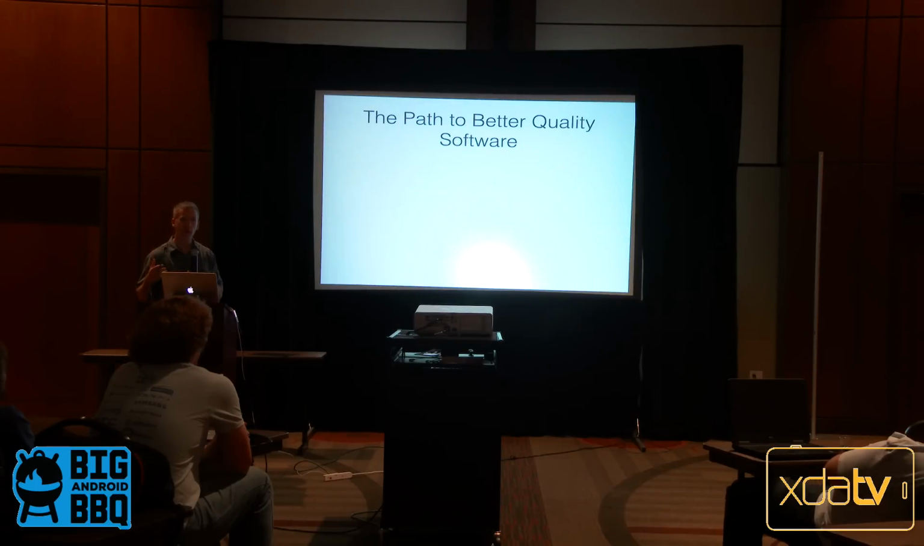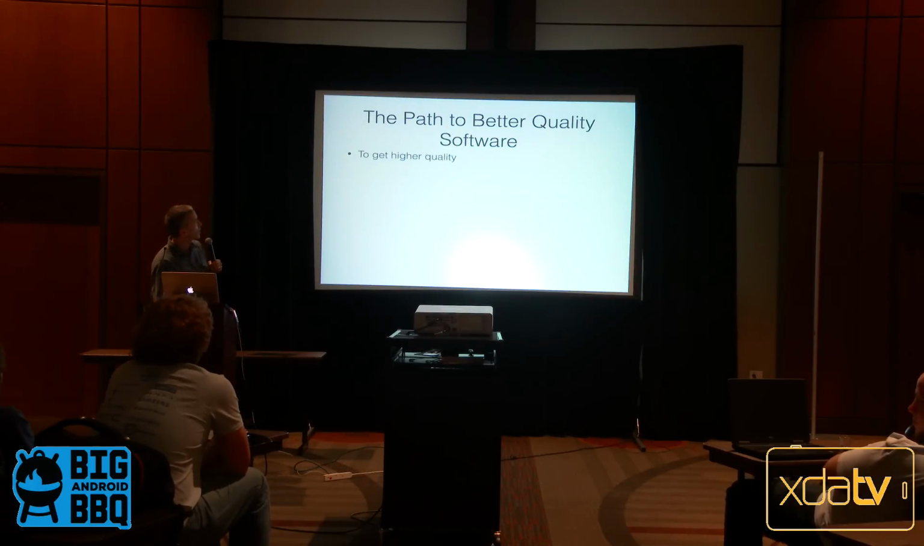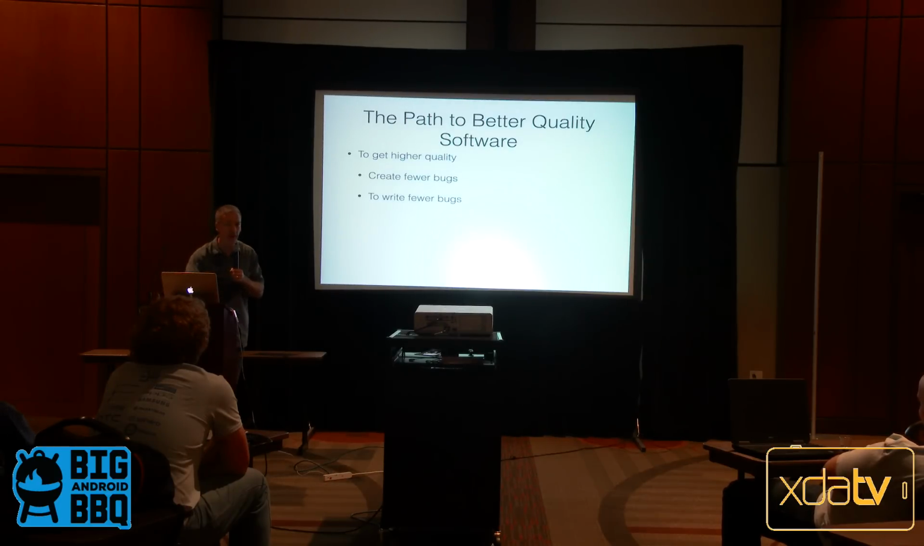There's a lot of different ways to do that, and those are the practices that I really wanted to get to today. So what you really want to do is get to higher quality. Well, you do that by creating fewer bugs, right? And how do you create fewer bugs? You write fewer bugs. Let me go over that again. We want to get higher quality by creating fewer bugs, which means we're going to write fewer bugs. I think that's huge. That's takeaway number 2 from this presentation, in addition to my business card.